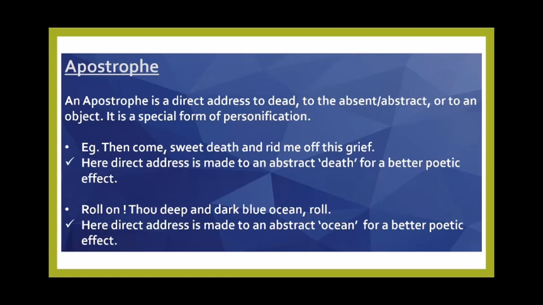Next, roll on, thou deep and dark blue ocean, roll. Here, direct address is made to an abstract ocean for a better poetic effect. That means the ocean is being told to roll. So the ocean does not take in commands. Okay, it goes on as it is because it is in its nature. So that is why both these sentences are apostrophe. Why? Because it addresses the abstract, absent, or the dead.